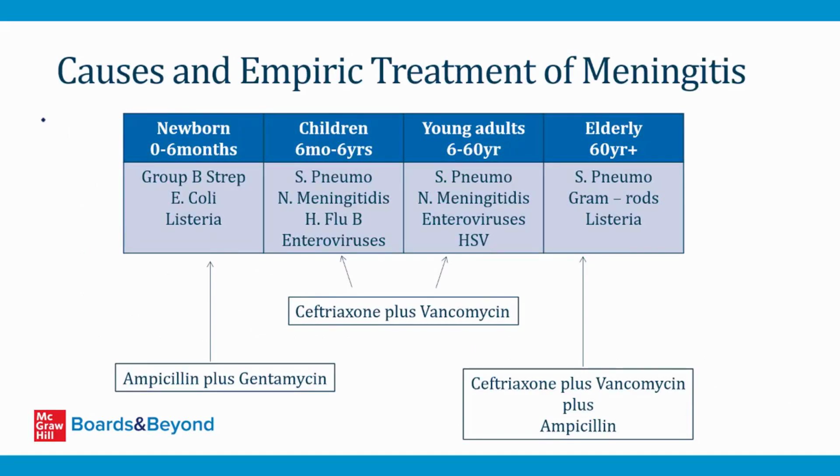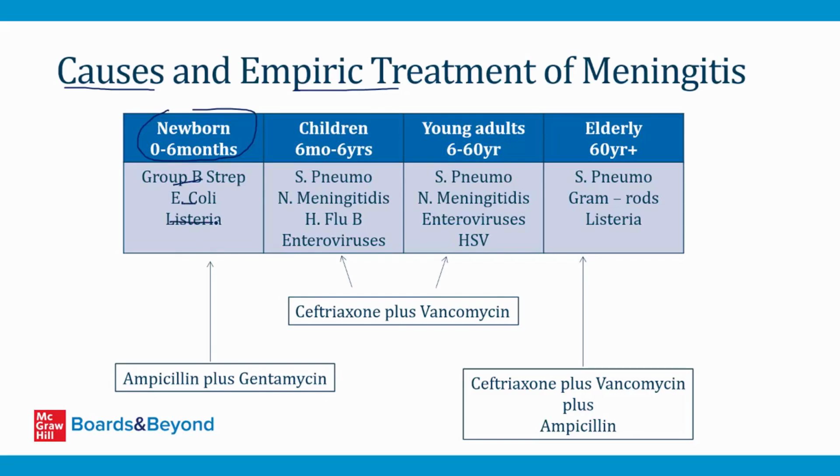So I'll finish this video with this slide, which is a slide that you've got to learn for your STEP exams and your clinical rotations. This will come up again and again. This slide summarizes the common pathogenic causes and the empiric treatment for bacterial meningitis based on age group. So in newborn babies up to 6 months of age, the common pathogens are group B strep and E. coli, both of which are contracted from the mother at the time of delivery, and also listeria.